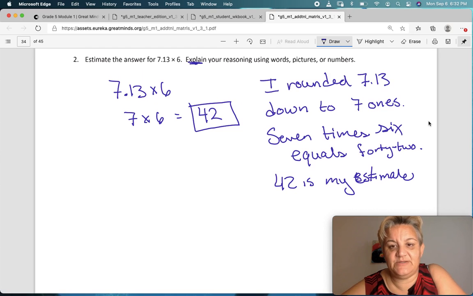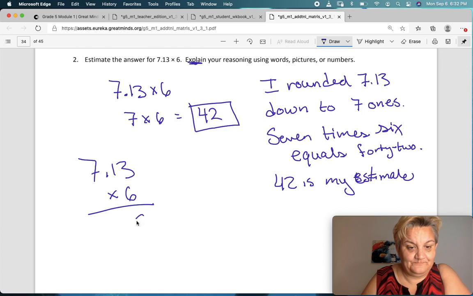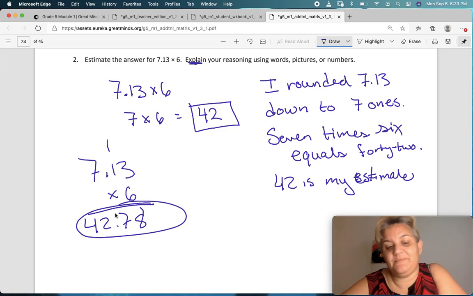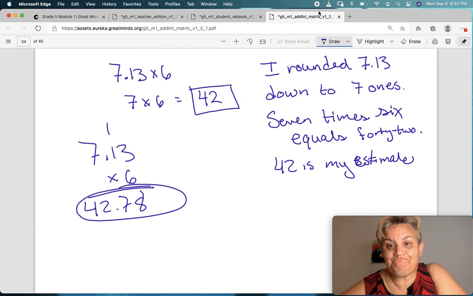Okay. So I'll use some words, I could use some pictures. Or I could just solve the problem. Right? Okay, you didn't have to solve the problem though. 42 was a good enough estimate. If you guessed 43, I would say you weren't estimating. I don't know what you would be doing if you got 43. But math facts, super important. Okay, thank you.